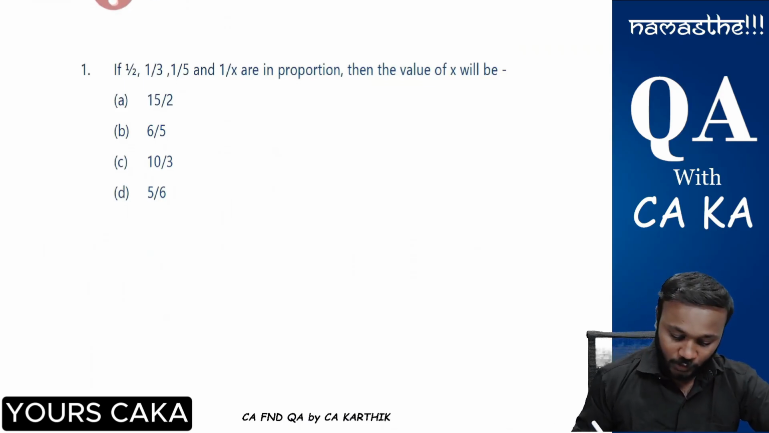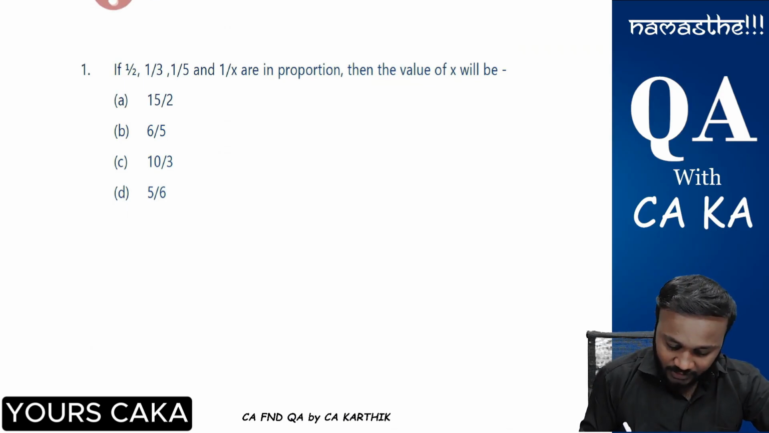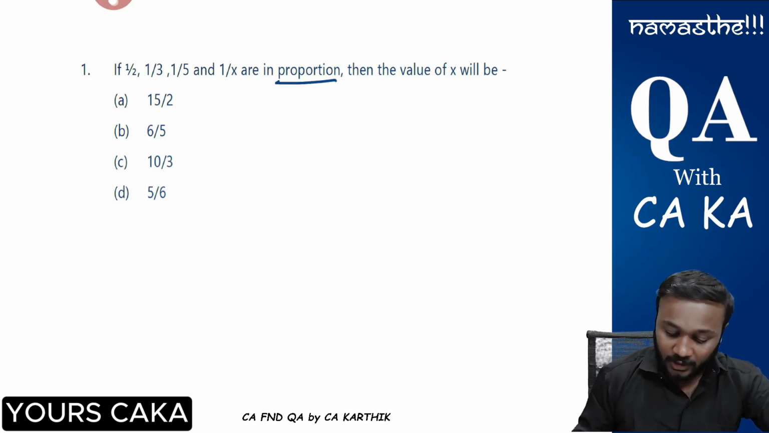If 1 by 2, 1 by 3, 1 by 5 and 1 by x are in proportion, this is from the chapter ratio and proportion, then the value of x will be. We need to find out the value of x.